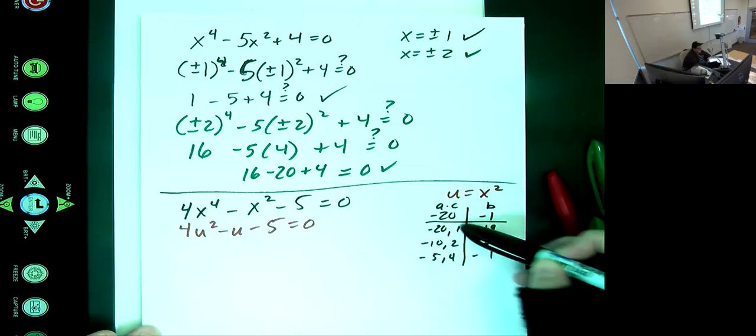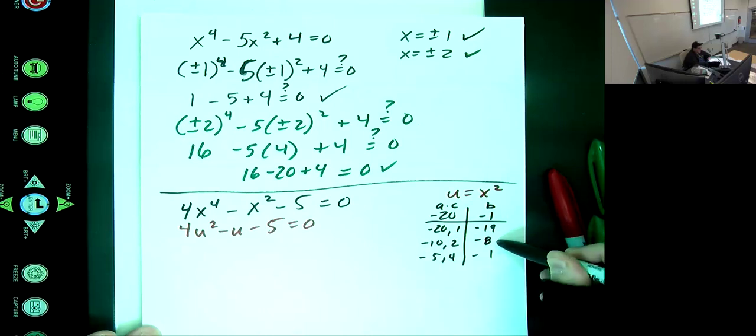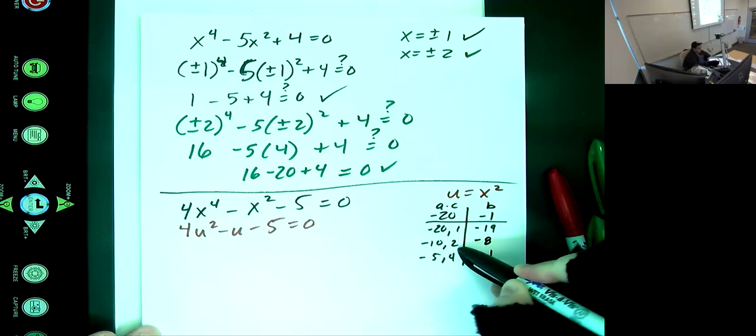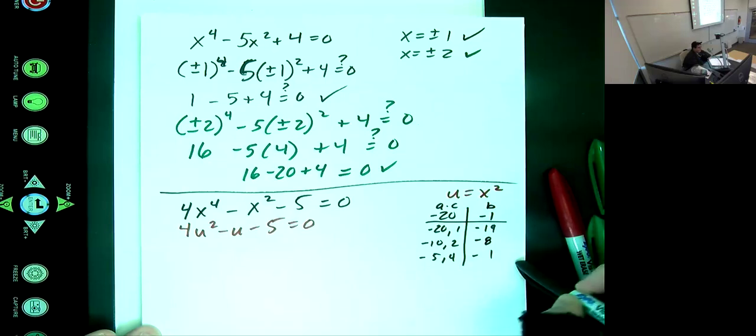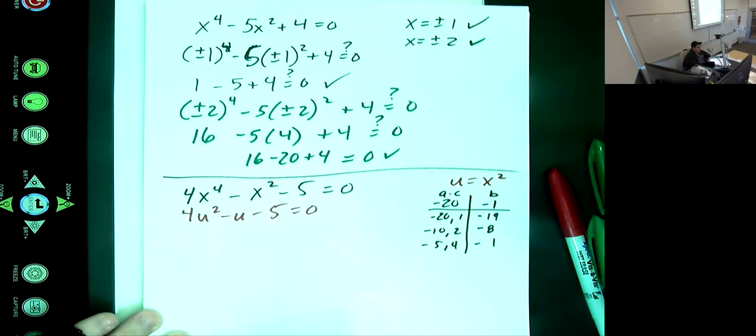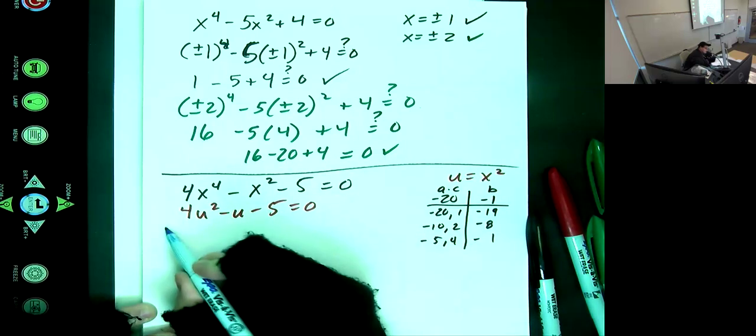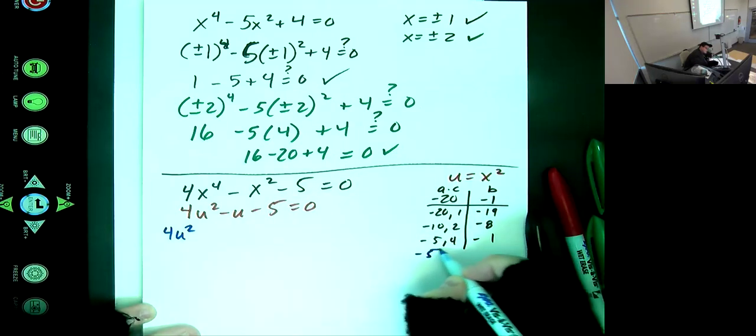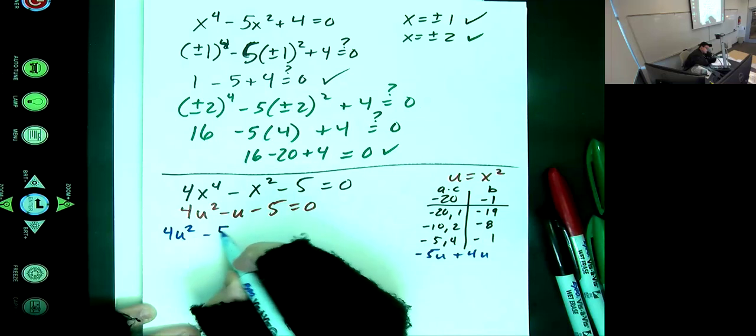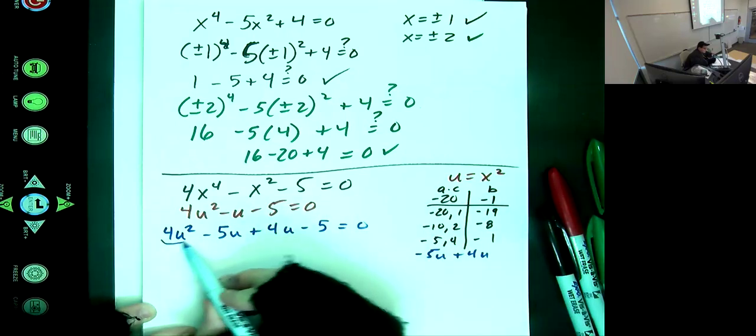The next number I can try is a 2. 2 times 10 is 20. This adds up to -8, didn't work. Next number down is 3. 3 doesn't divide into 20, so next number down is 4. 4 times -5 is -20, and I quickly found it. You might have to do it by grouping because it may not be obvious. The 4 is probably throwing you off. That -u becomes -5u plus 4u. And if we group.